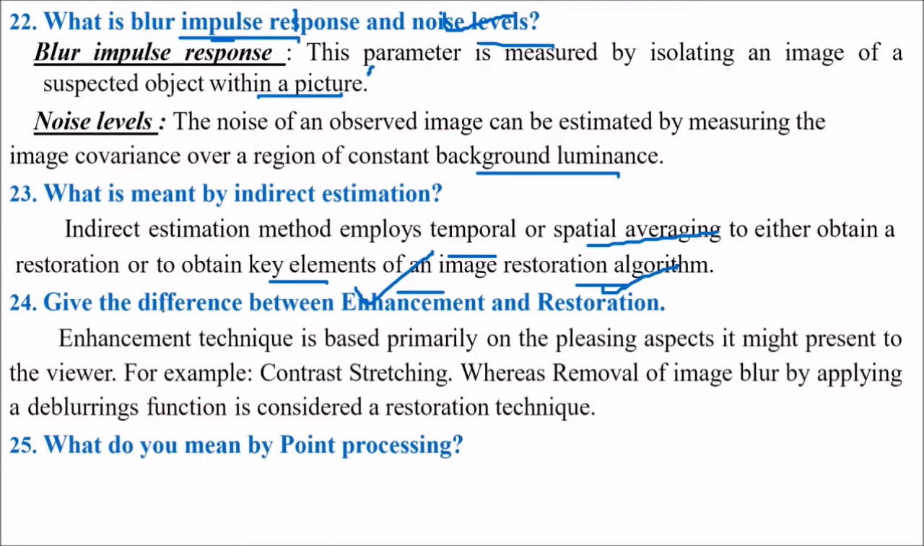So the enhancement technique is based primarily on the pleasing aspect, the viewing aspect. It should look good and be pleasing or worthwhile for the viewer. For example, you stretch the contrast or enhance the contrast. While the removal of image blur by applying a de-blurring function is considered a restoration technique. So obtaining the image from the degraded image, this is the restoration technique.